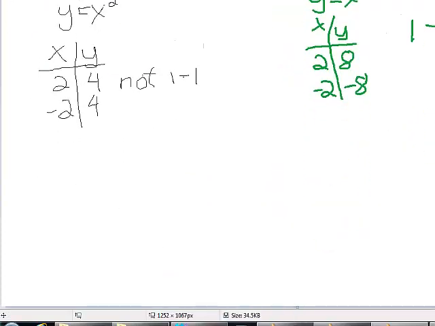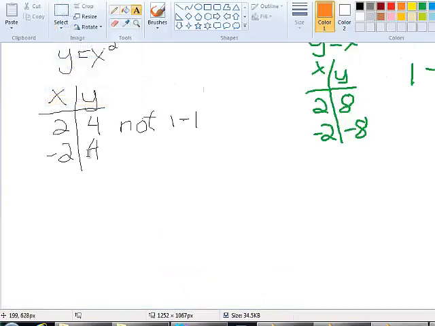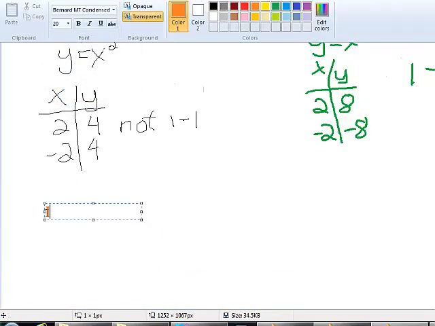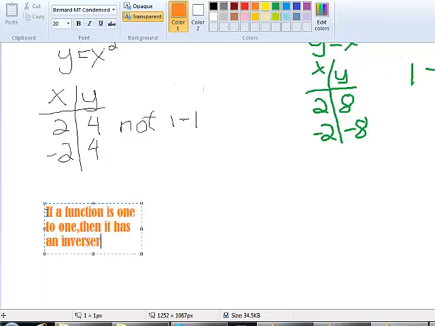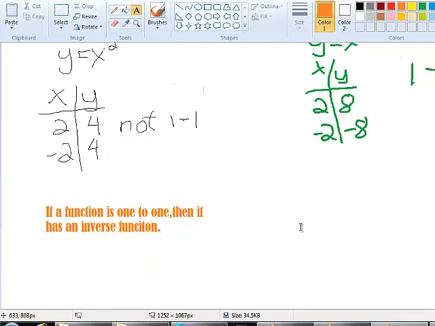So let's talk about that, something that we haven't used before about these inverses. So let's think about this. If a function is one-to-one, then it has an inverse function. That's going to be the main portion for this chapter right here. If a function is one-to-one, then it has an inverse function. And that's going to be an important part. So if it's not one-to-one, in fact, it does not have an inverse function.